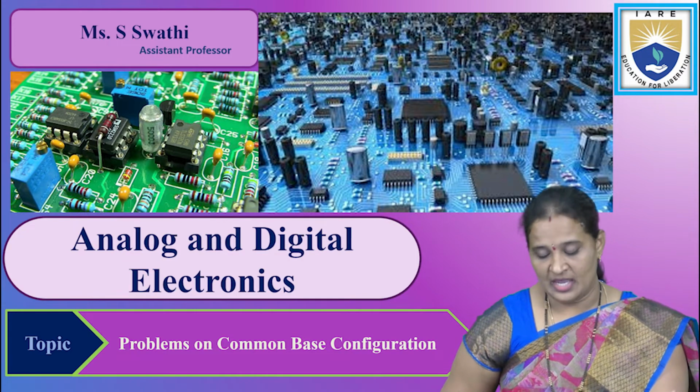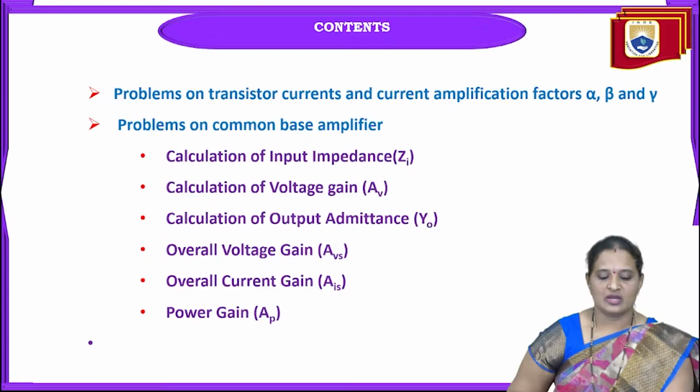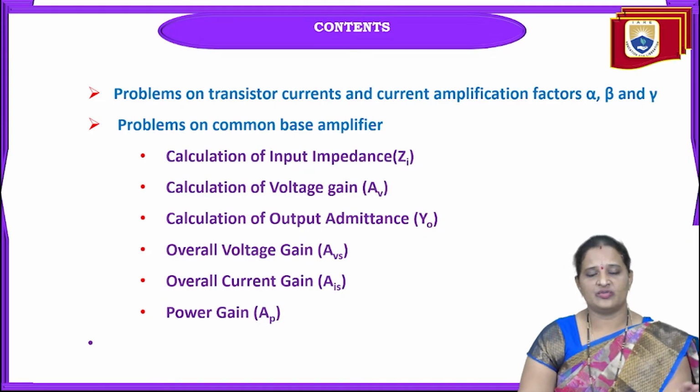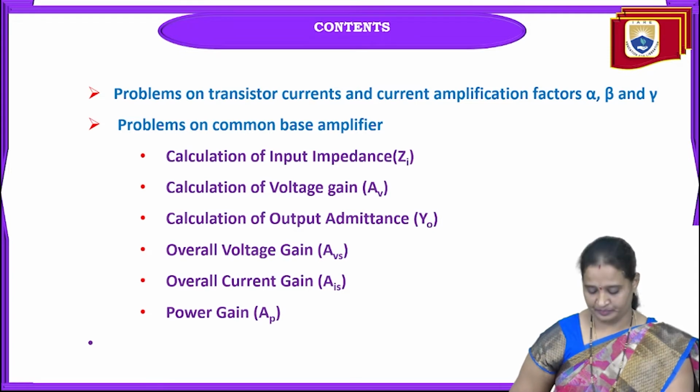Welcome to this lecture. In this lecture, we'll discuss some problems on common base configuration. So the basic contents of this lecture: we'll discuss some problems on transistor current components and also the current amplification factors like alpha, beta and gamma. And also we'll see some of the problems on common base amplifier, that is the calculation of input impedance, voltage gain, output admittance, overall current gain, overall voltage gain and power gain of a common base amplifier using hybrid parameter model.